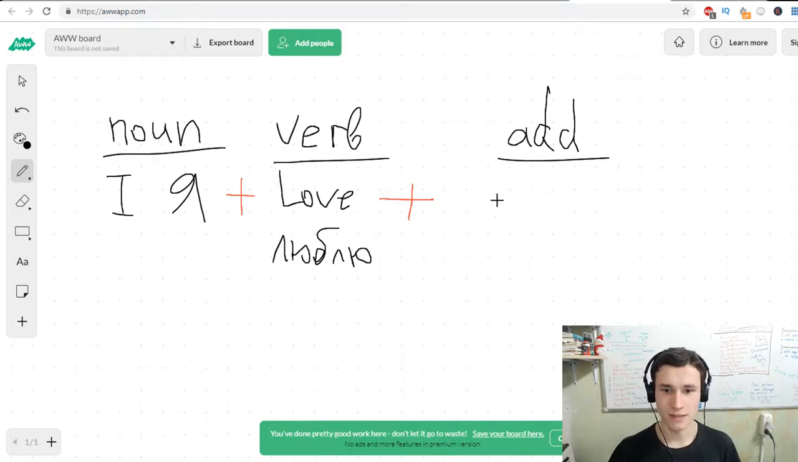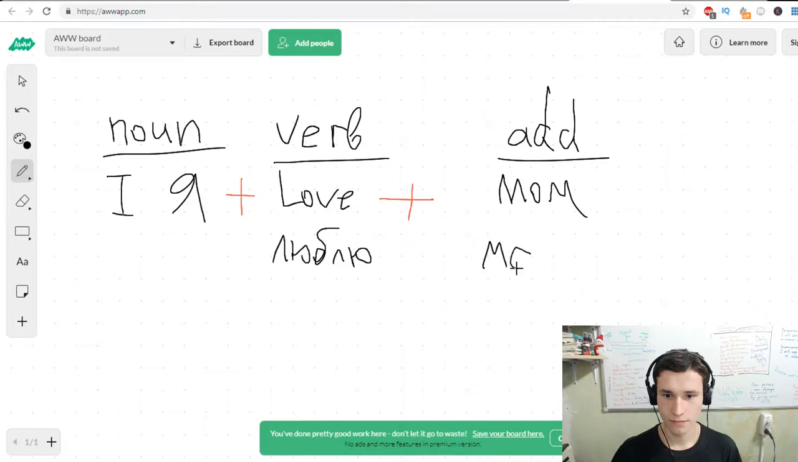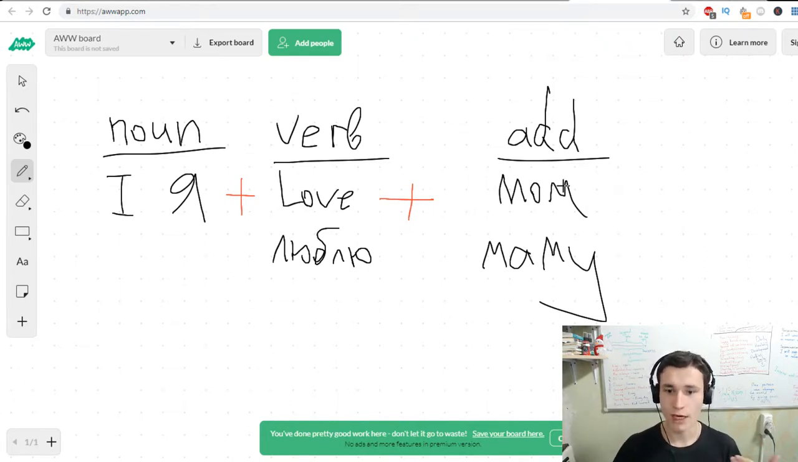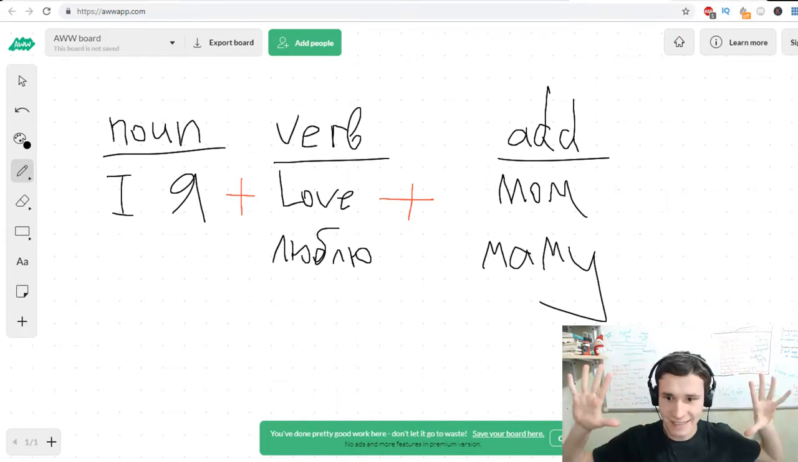That is our sentence. Mom. Маму. The infinitive form of маму is мама. Я люблю маму. I love mom. If you want to add a possessive pronoun, it will be my mom, мою маму. But we use our easy sentence.